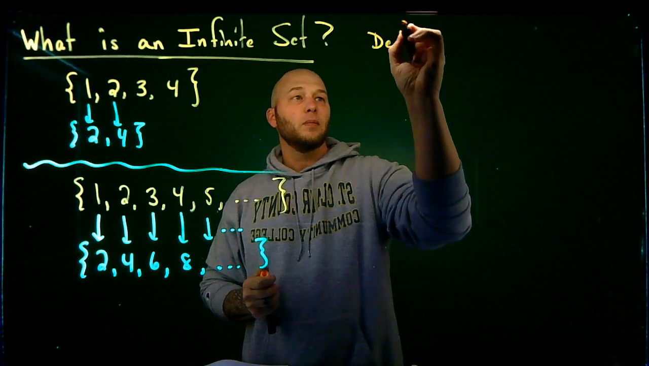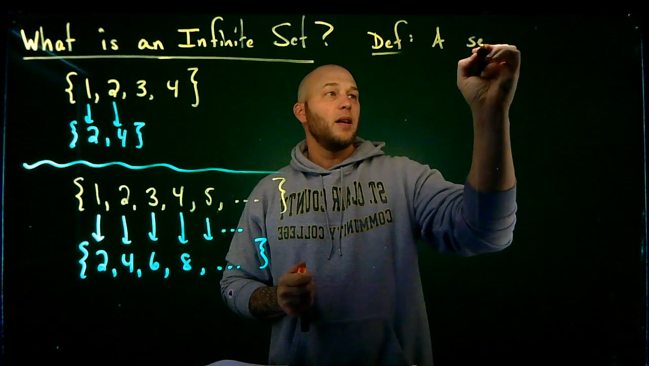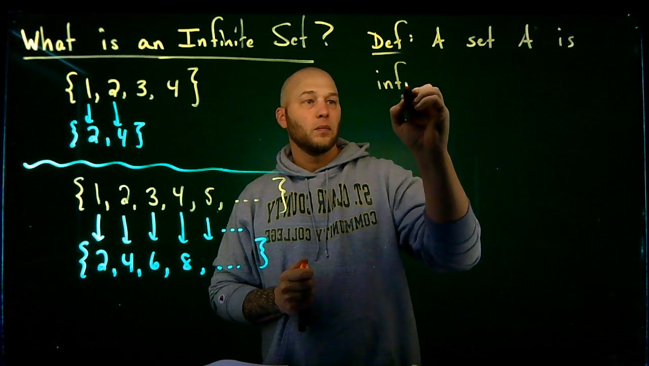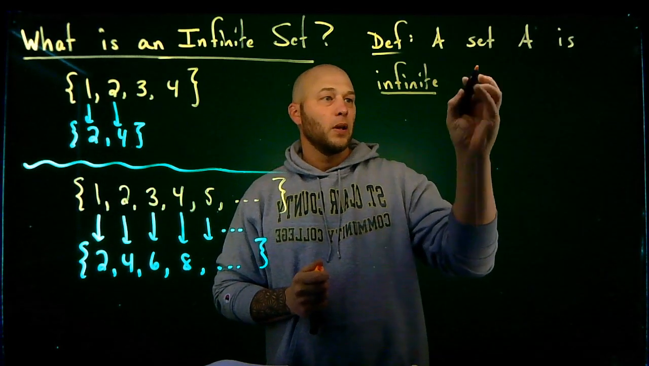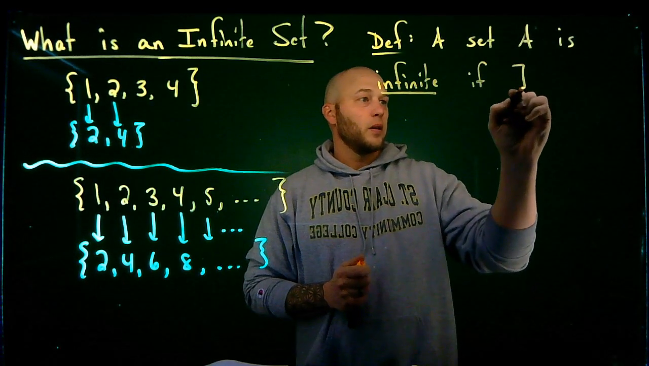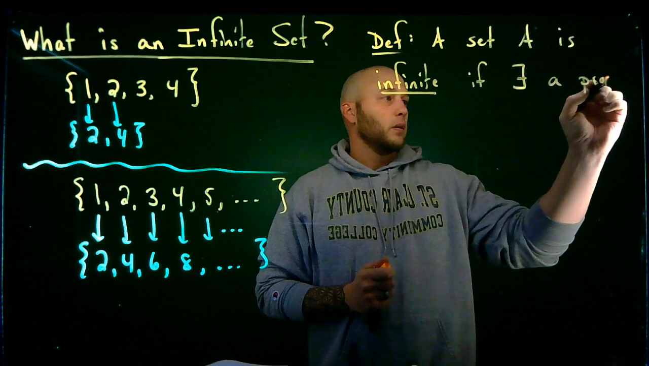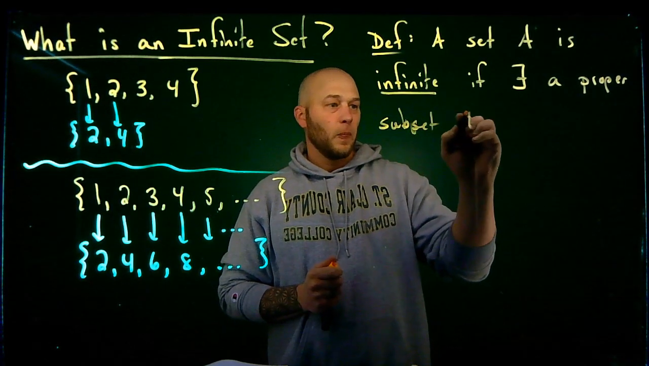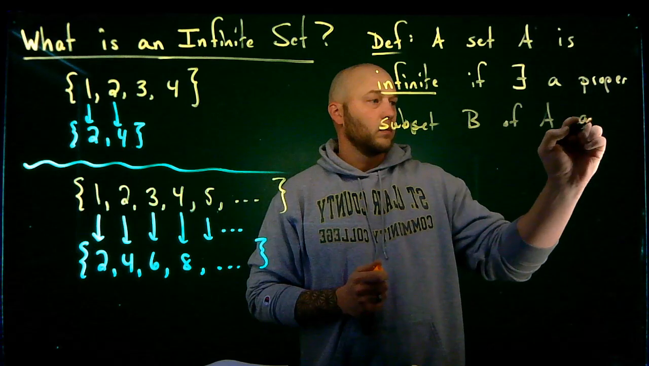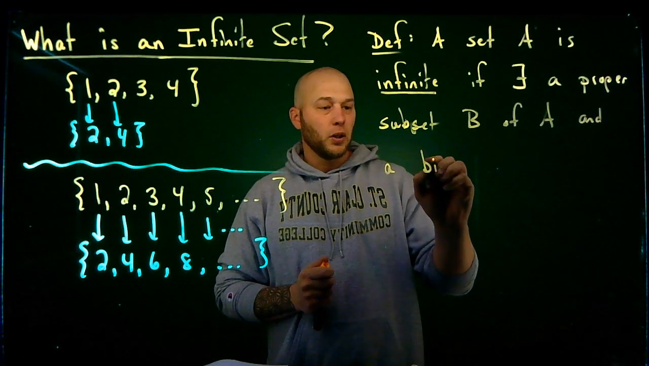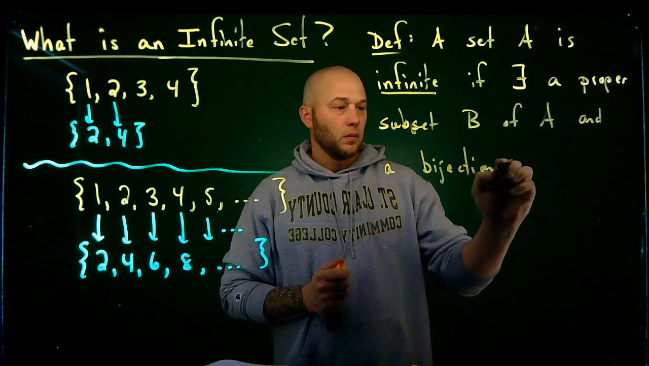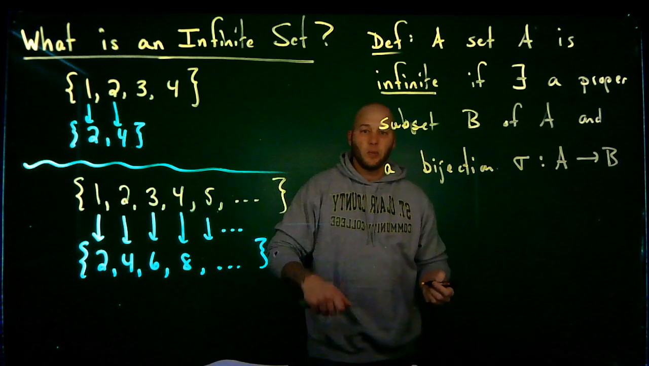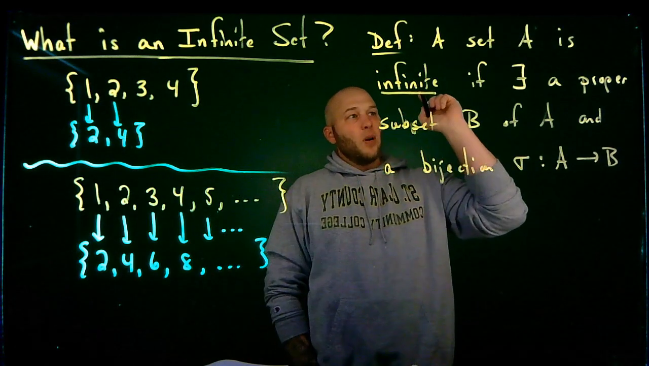So definition, a set A is infinite if there is a proper subset B of A and a bijection sigma from A to B, or equivalently B to A, because sigma inverse would be a bijection as well. I digress. So a set is infinite.